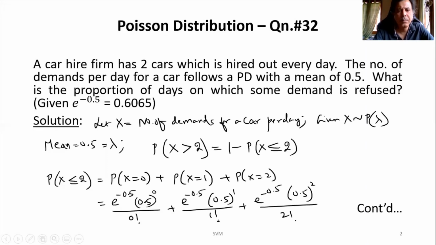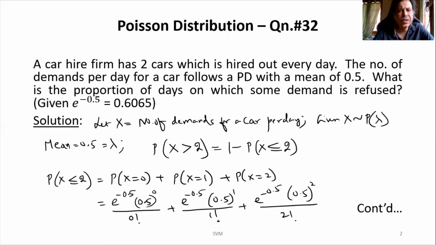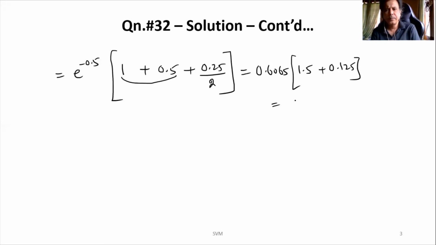Okay. And the third term, 0.5 to the power of 2 divided by 2 factorial. 2 factorial is 2. So I'll have to write 0.5 square divided by 2, which is 0.5 square is 0.25. So it is 0.25 divided by 2. So now we can substitute this e power minus 0.5 value, which is given in the question, 0.6065. Then 1 plus 0.5, it is 1.5. I'm just adding these two. 0.25 by 2 is 0.125.